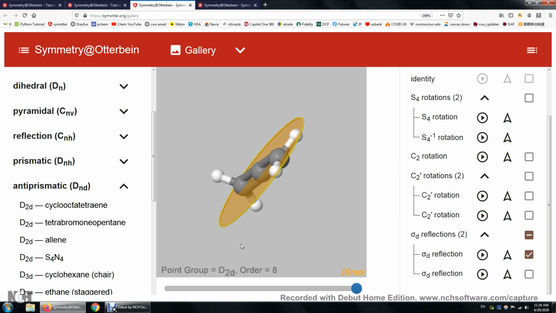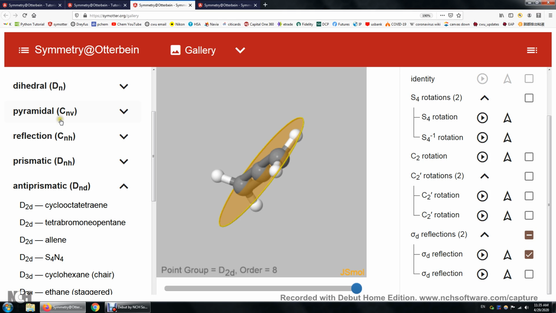And then if you have additional symmetry planes, you need to look at the symmetry plane and tell if it is perpendicular to the principal axis or contains the principal axis. If the symmetry plane is perpendicular to the principal axis, we say that's sigma H and you have DNH. If the symmetry plane contains the principal axis, and you're going to have n of those, we say this is going to be DND point group.